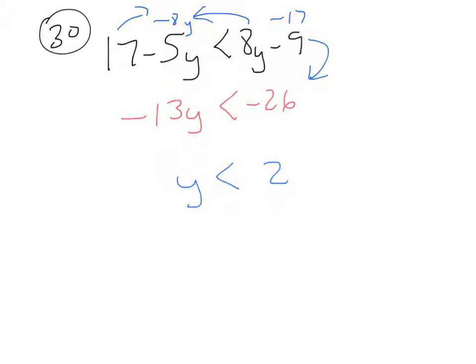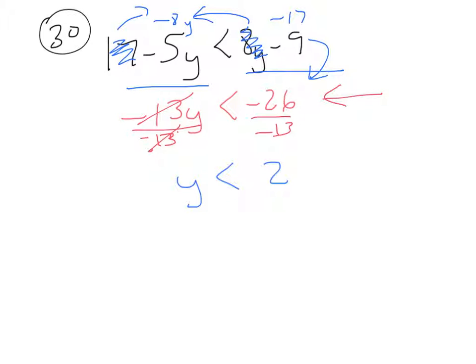Well, when you do that, the 8y is gone, the 17 is gone, and what you're left with is negative 8 and negative 5, which makes negative 13y. And then negative 17 and negative 9 make negative 26. Now, that is a legal move. The next step was we had to divide by negative 13. Now, when you do this, you end up getting y, and then negative 26 divided by negative 13 gives you a positive 2, so that's great.